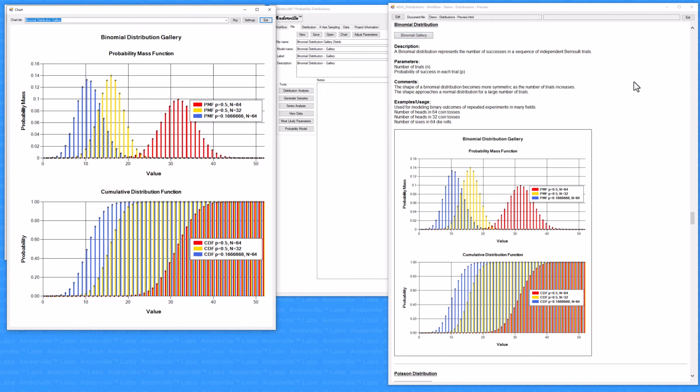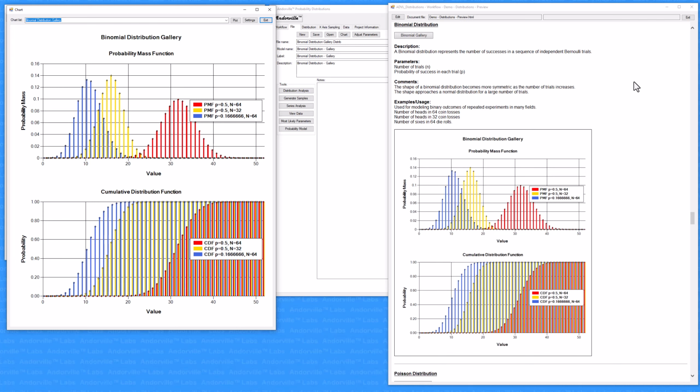A binomial distribution represents the number of successes in a sequence of independent Bernoulli trials. This distribution has two parameters, the number of trials and the probability of success in each trial. The shape of a binomial distribution becomes more symmetric as the number of trials increases. The shape approaches a normal distribution with a large number of trials. This distribution is used for modelling binary outcomes of repeated experiments in many fields.